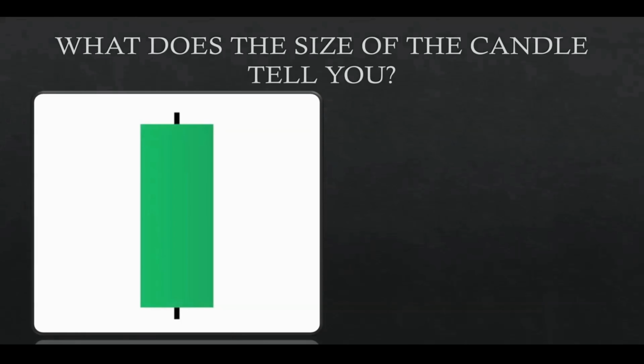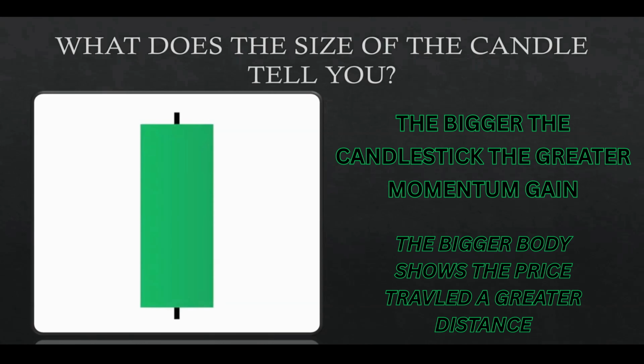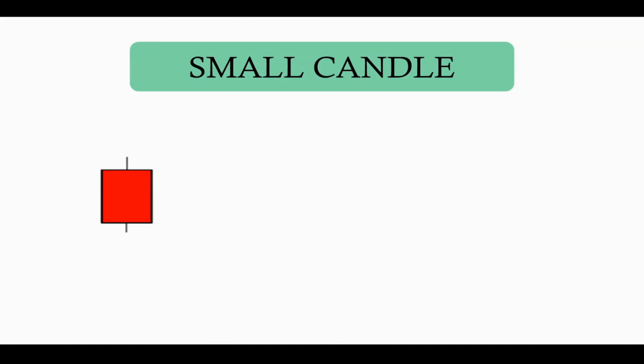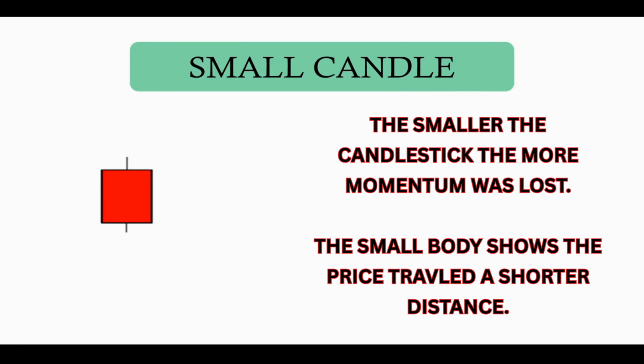So what does the size of a candle tell you? The bigger the candlestick, the greater momentum was gained during that time period. The bigger body shows the price traveled a greater distance during that time. The smaller the candlestick body is, the less momentum is occurring. That means the price traveled a shorter distance during the time of that candle.